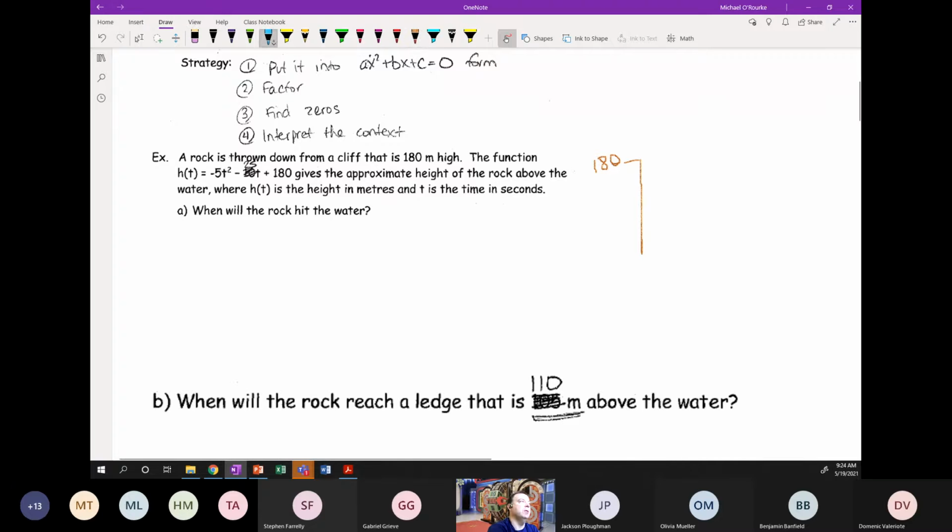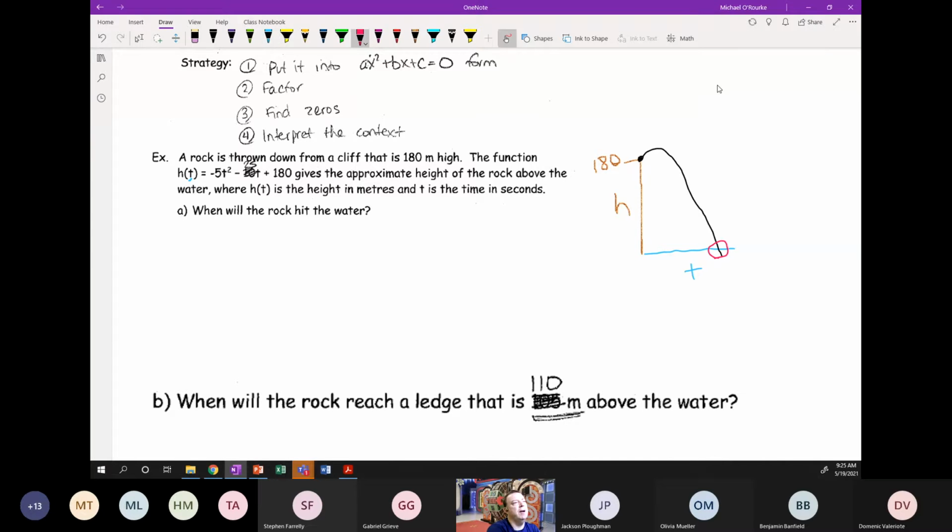That's the question. So I throw a rock off here, and it's going to go like this. This is height here, and along the bottom we're looking at time. And we're looking for this spot right here.